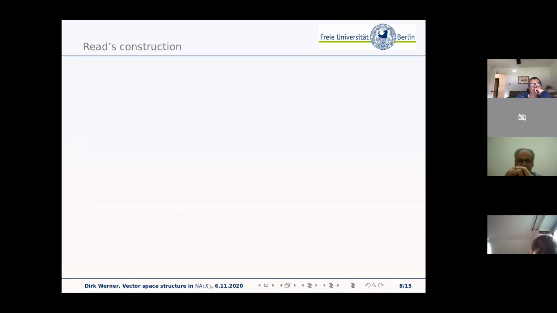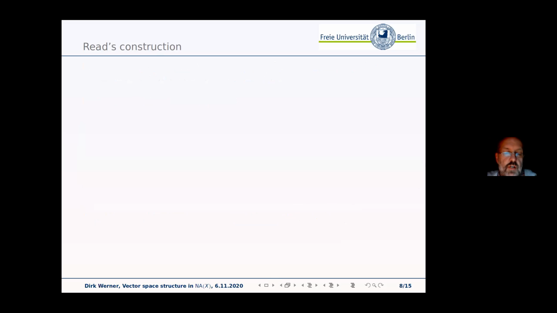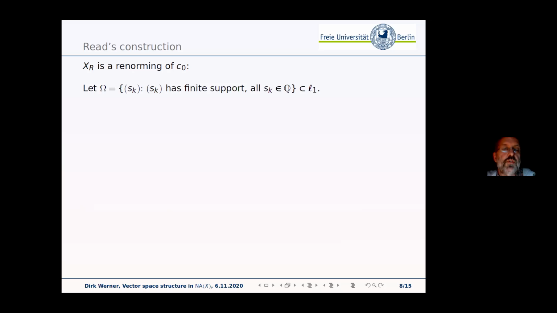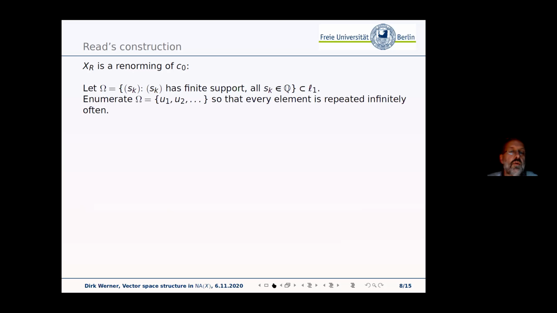Now let me lead you through some steps in the construction of Charles Reid's space. And what he did was an extremely clever renorming of c0. And some of the ingredients are as follows. So first of all, you take this set omega consisting of sequences of finite support having rational entries. So this is a countable subset of functionals, as it were. And then you enumerate this countable set in such a way that every element appears infinitely often.